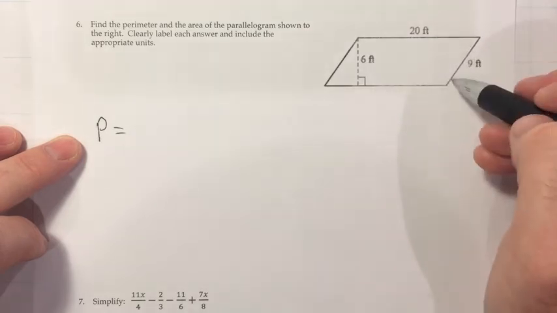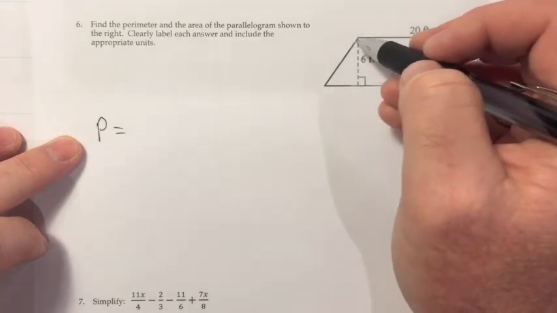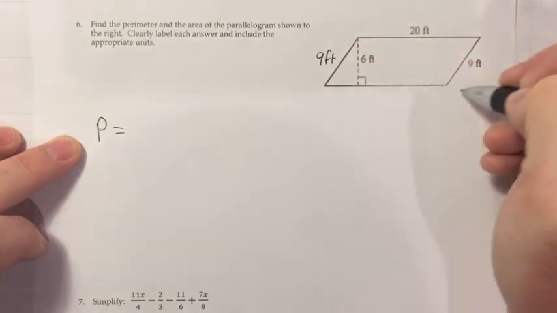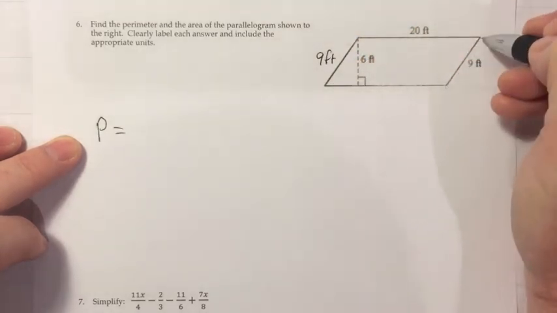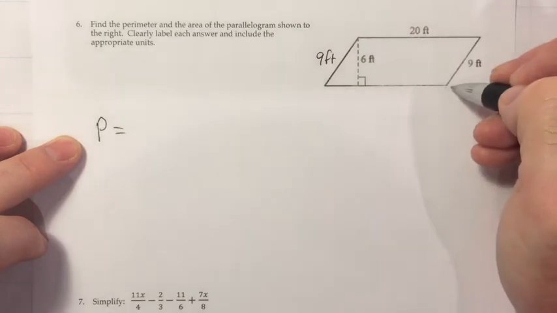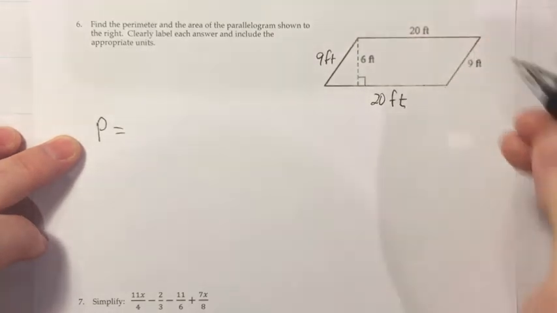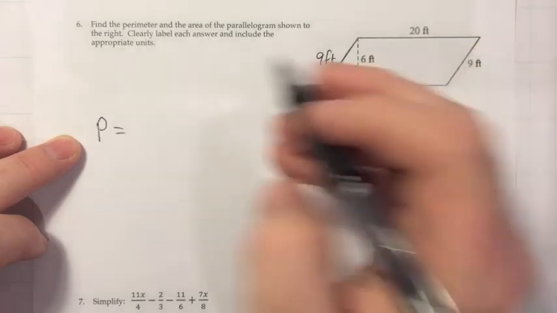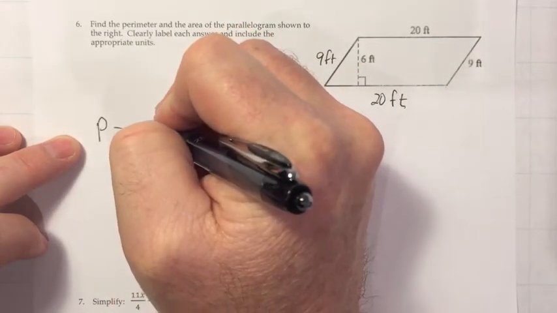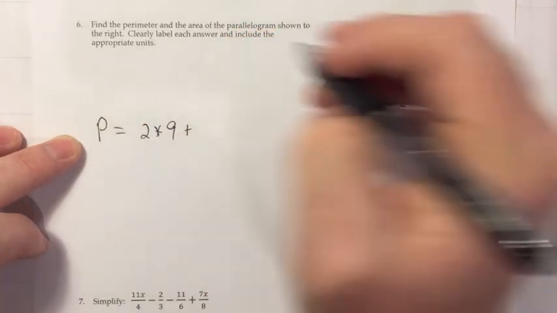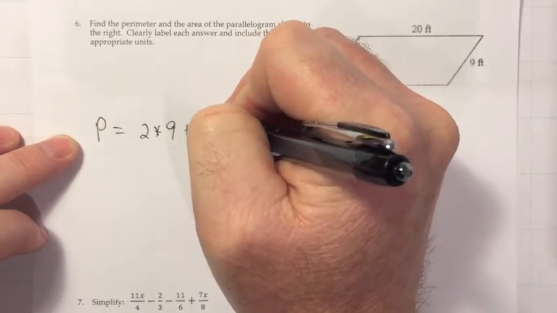So if you were to walk around this, you'd go 9 feet and then 20 feet, and then this side is equal to that one, so there'd be another 9 feet over here, and then you'd finish your path. We started here, right? 9, 20, 9, and then we'd walk another 20 to get back where we started. So when we add up the distances around, we're going to get that 9-foot distance twice, so I'm going to put 2 times 9. And we're going to get this 20-foot distance twice, so I'm going to say plus 2 times 20.